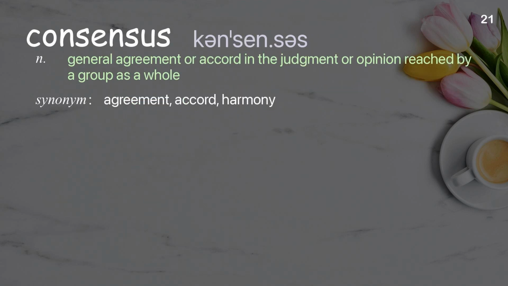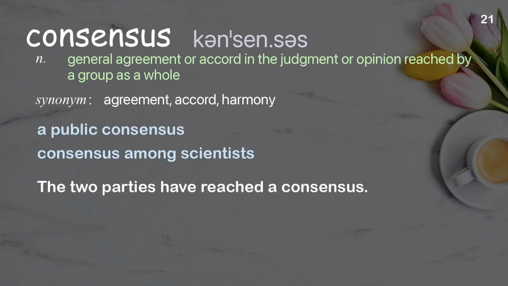Consensus. General agreement or accord in the judgment or opinion reached by a group as a whole. Examples: A public consensus. Consensus among scientists. The two parties have reached a consensus.